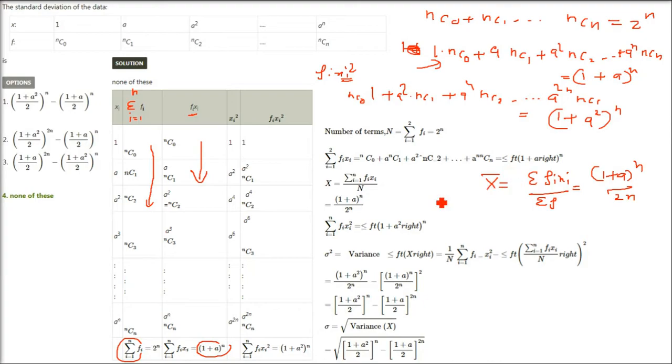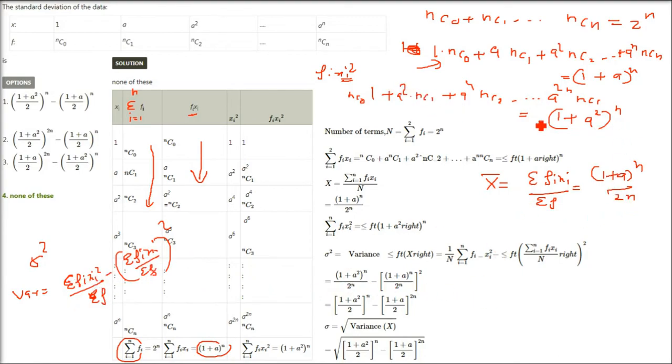When you are going for sigma square, first we'll find the variance, then we'll take the under root. So variance is simply sigma fi xi whole square by sigma f, minus sigma fi xi divided by sigma f, whole square. Sigma f is simply capital N only. This is your variance.